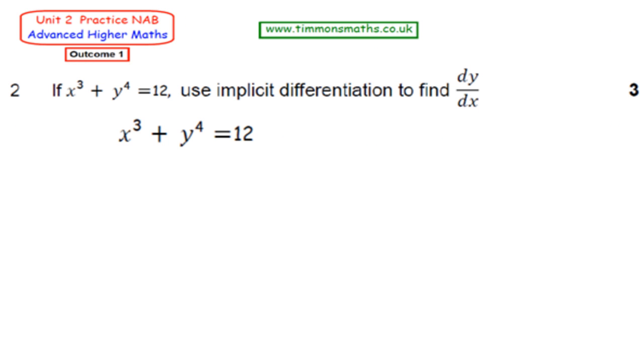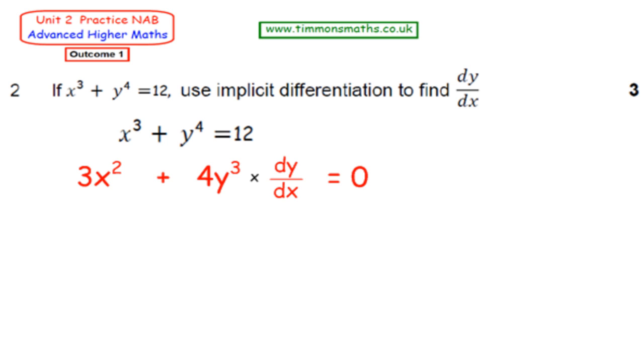x cubed plus y to the 4 is equal to 12. We differentiate each term in turn. Differentiating x cubed gives 3x squared. Now differentiating y to the 4, differentiating with respect to y gives 4y cubed. But we have to multiply this by dy by dx, y differentiated. Differentiating 12 gives 0, so this is equal to 0.